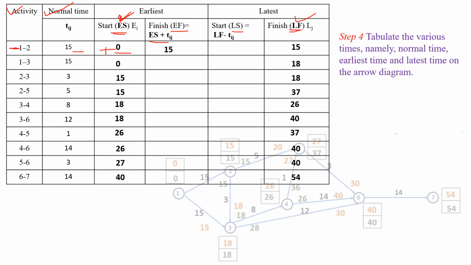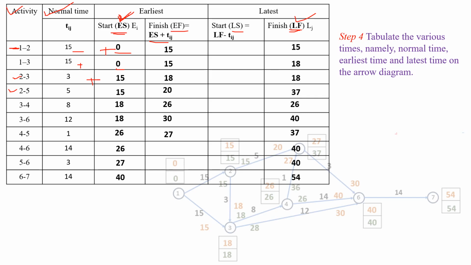Next for the activity 1 to 3, earliest start time is 0 and normal time is 15. So 0 plus 15 is 15. And for activity 2 to 3, 3 plus 15, that is 18. And next activity 2 to 5, 5 plus 15, that is 20. Next for the activity 3 to 4, 18 plus 8, that is 26. Next for activity 3 to 6, 18 plus 12, that is 30. Next activity 4 to 5, 26 plus 1, that is 27.